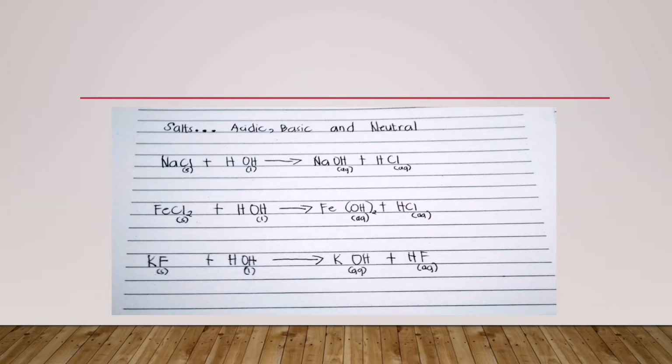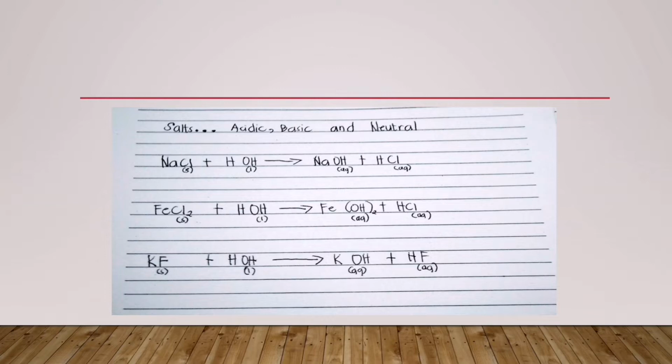So these are the salts here: sodium chloride, iron chloride, and potassium fluoride. And I put this HOH here, the hydrogen and the hydroxide, because these ions are present in this aqueous solution, because all of these can form an aqueous solution. That's why I put an AQ here.